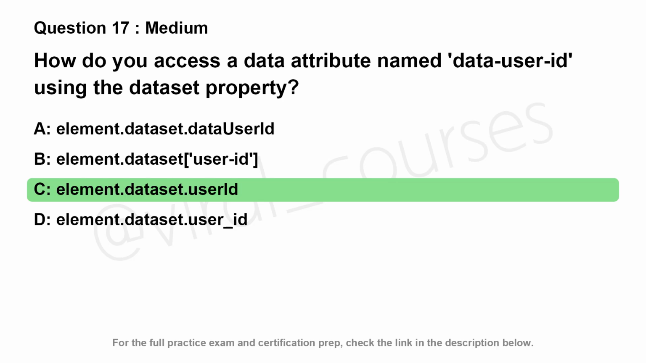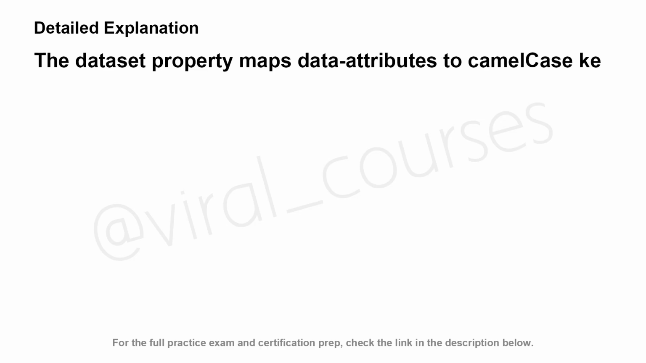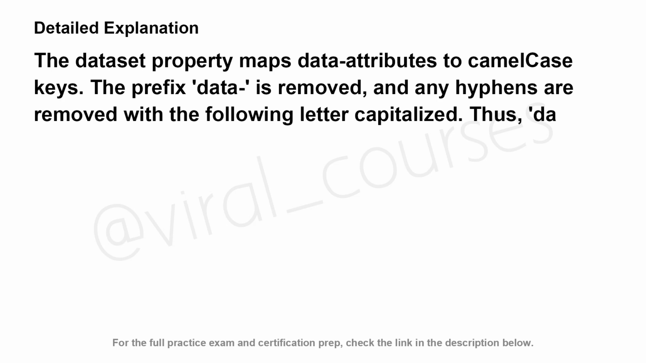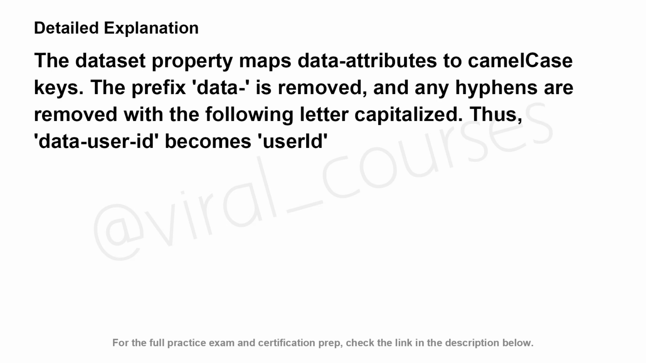The correct answer is C. The dataset property maps data attributes to camelCase keys. The prefix data is removed, and any hyphens are removed with the following letter capitalized. Thus, data-user-id becomes userId.